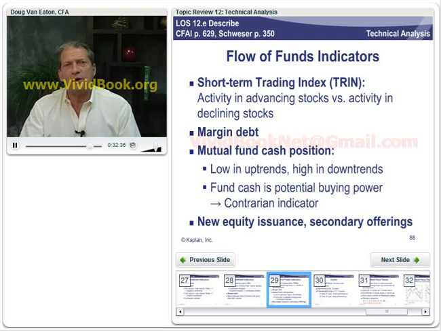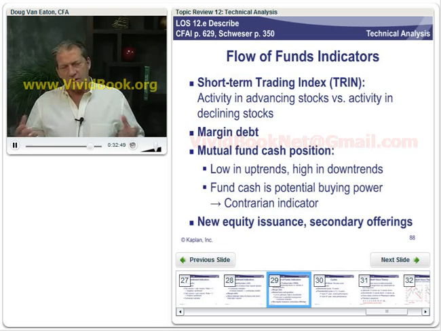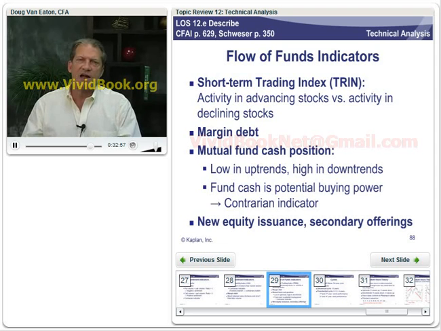Another flow of funds has to do with new equity issuance or secondary offerings of already trading stocks. New equity issuance actually does increase the supply of shares, and given that there's a limited amount of investment funds, new offerings coming to market and peaking are often coincidental with declines in overall index values.